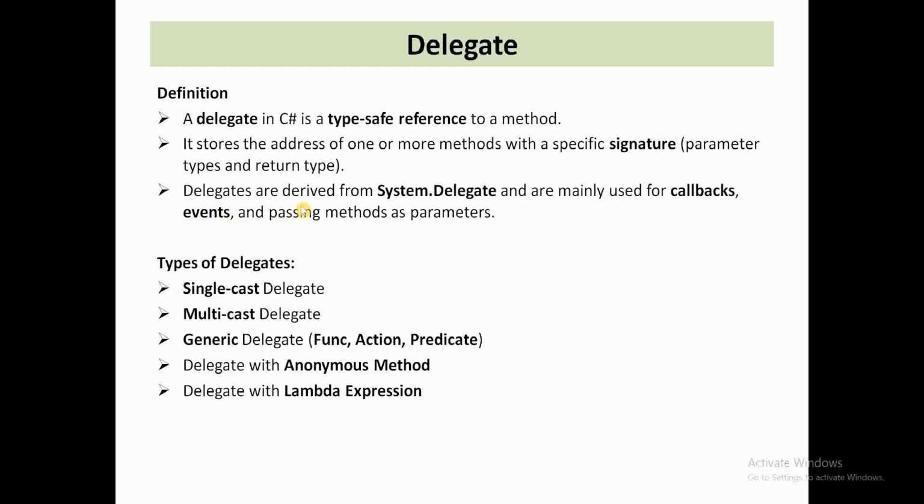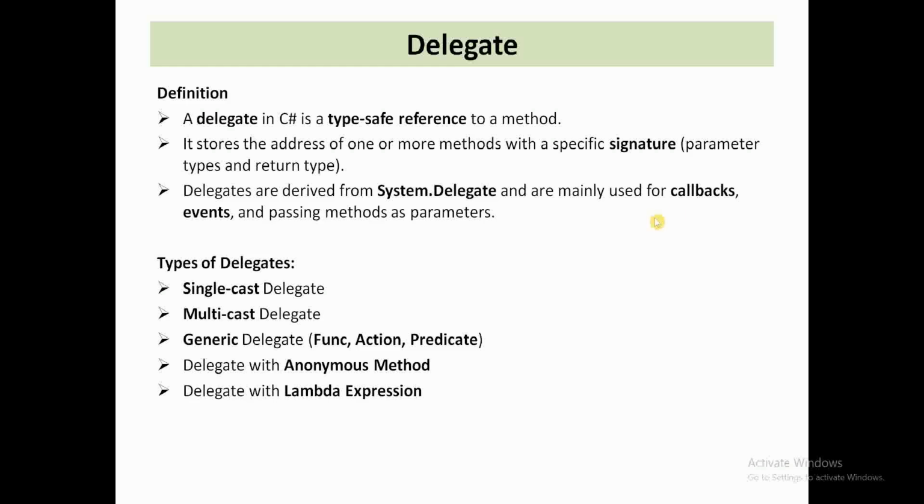Third one is delegates are derived from System.Delegate and are mainly used for callbacks, events and passing methods as parameters. So if we want to use the delegate, we have this namespace System.Delegate. Even if we do not provide this namespace, we can easily use delegates. It is not compulsory that we have to mention that. If we declare the delegate, it automatically knows that this is a delegate definition.